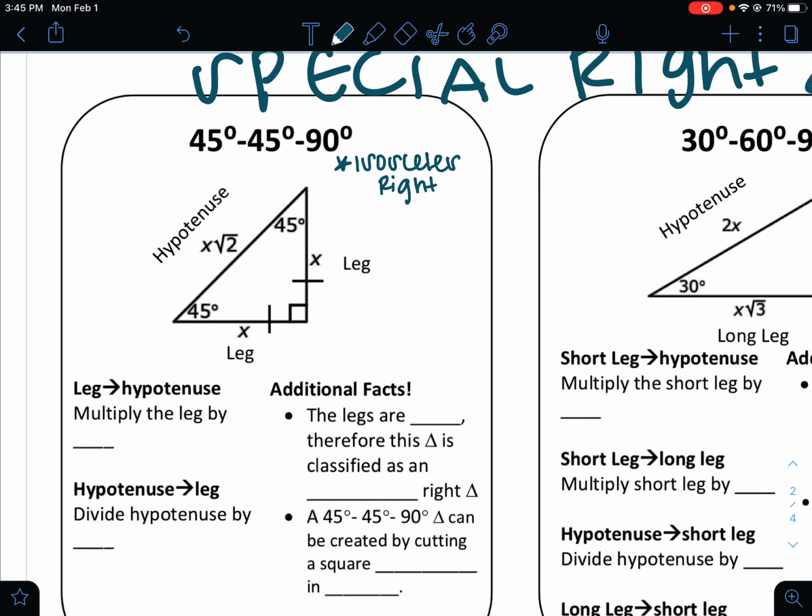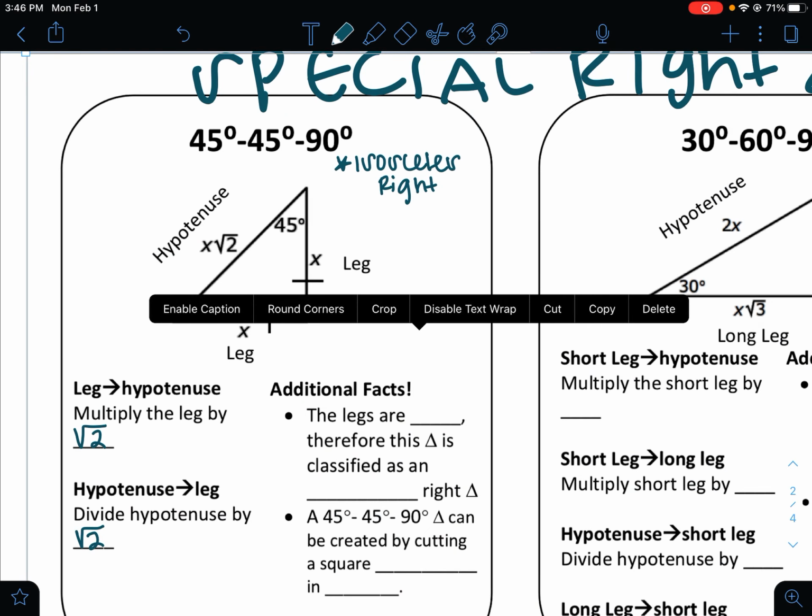Okay, so let's say you have a problem. You are given the length of one of the legs. It says an isosceles right triangle has a leg with a length of like 5 or something. What you need to do is multiply the leg by the square root of 2, and that's going to equal the hypotenuse's length. Let's say you know the hypotenuse and you need to figure out how long the leg is. Then you divide by the square root of 2. So the rule for this one is: multiply by the square root of 2 if you're going from leg to hypotenuse, and if you're going from hypotenuse to leg, you divide by the square root of 2.